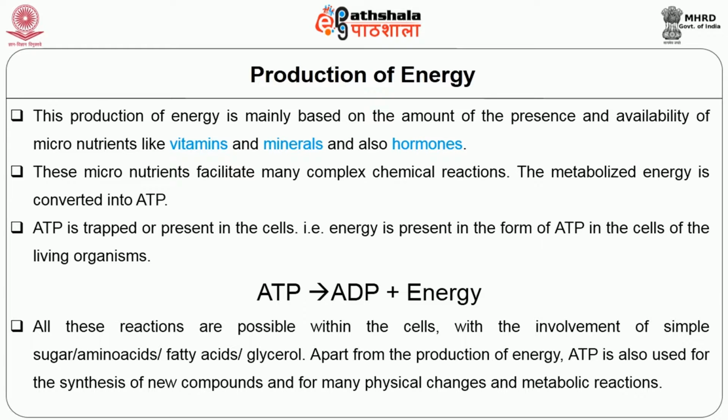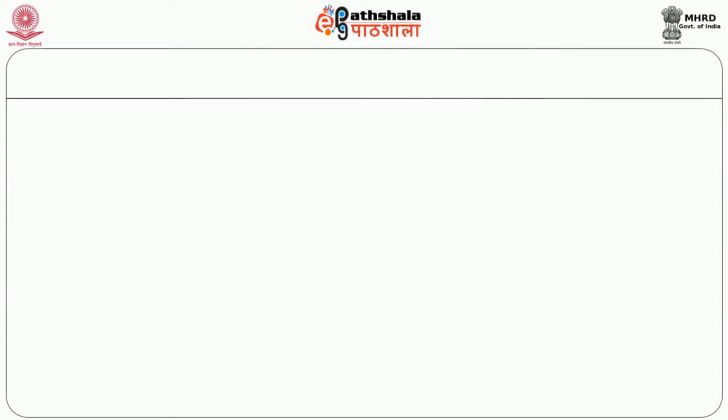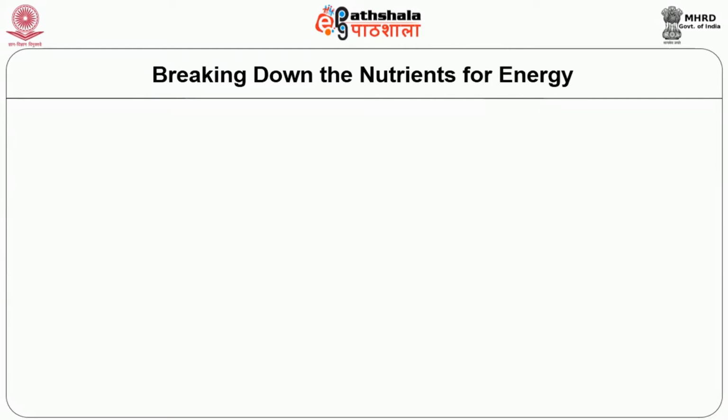Apart from the production of energy, ATP is also used for the synthesis of new compounds and for many physical changes and metabolic reactions. Now we will see the breaking down of the nutrients for energy.